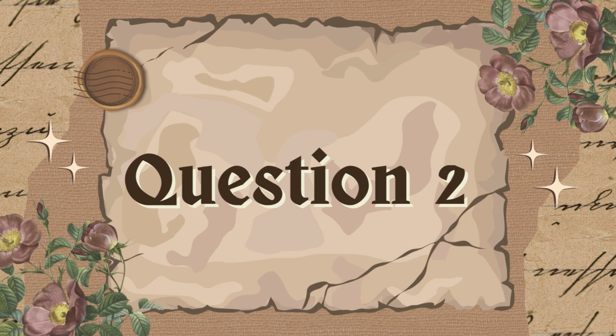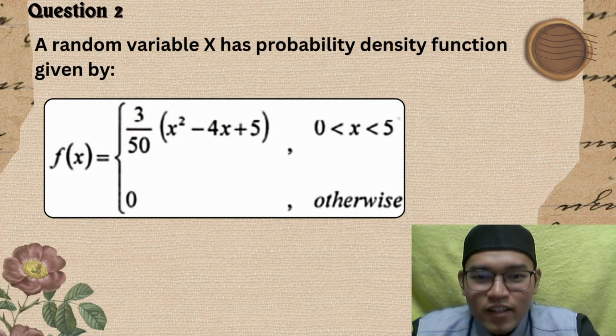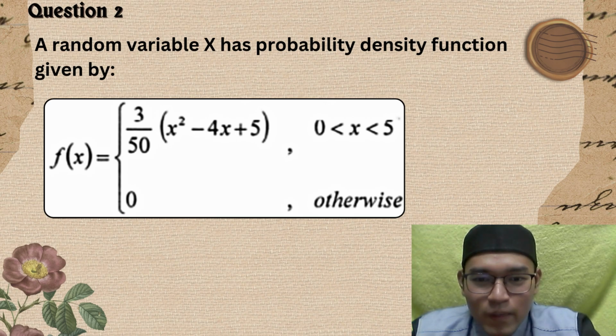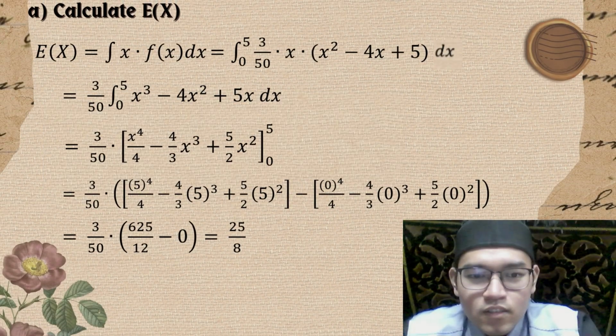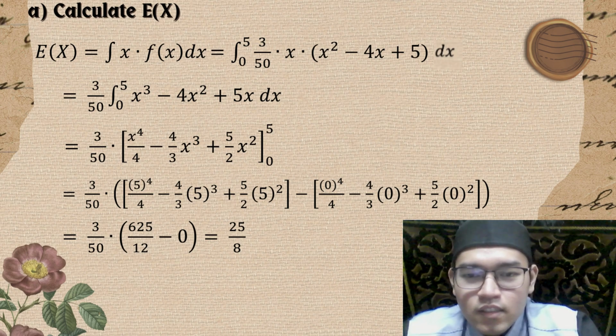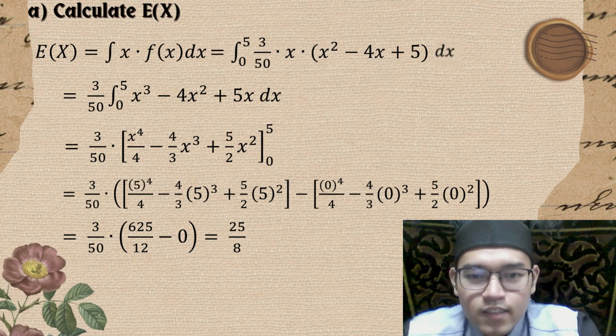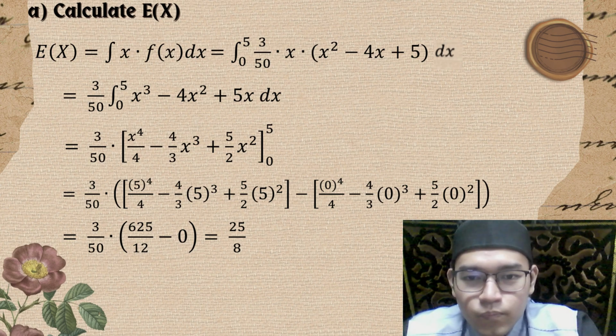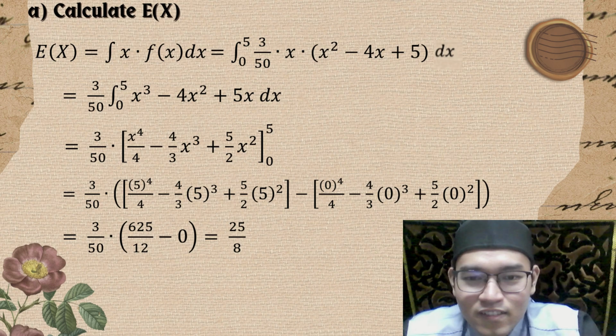Now we are moving to question 2. The question is: random variable x has a probability density function given by this function that was given by the question. The first question is to calculate E(x). So E(x) is the integration of x multiplied by f(x) dx. We just substitute the function from the question, and then we can integrate using the range from 0 to 5. Then we put 3 over 50 outside of the integral, and then we integrate.